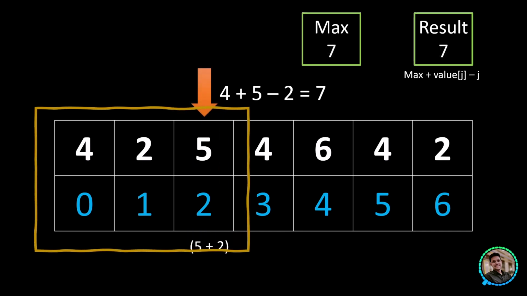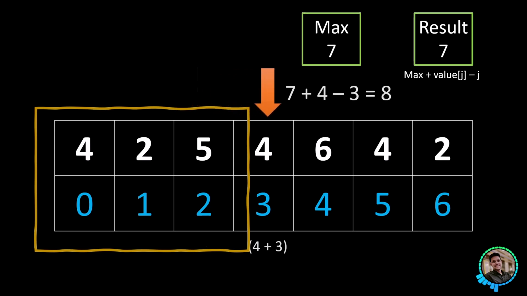Now it's time to update the max. We get 5 plus 2, 7. 7 was greater than 4. We updated the max now. We move to the next index.